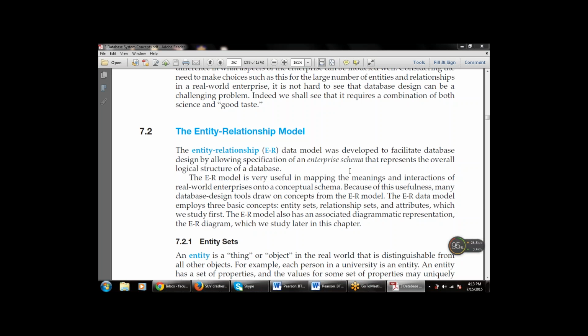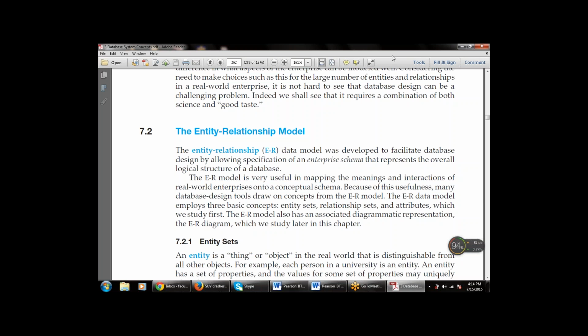Today I am going to continue with the same module, that is Database Design Concepts, and the same chapter, chapter number 7, the ER model. In the last class we discussed what the ER model is and how to represent it, that is, the entity relationship model that is used in the ER diagram.